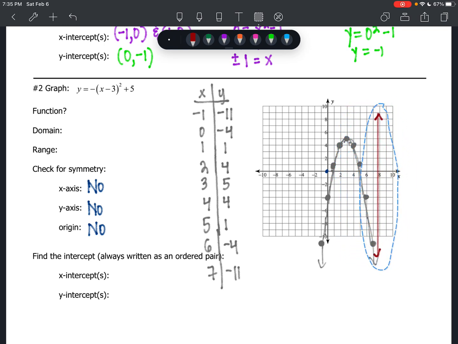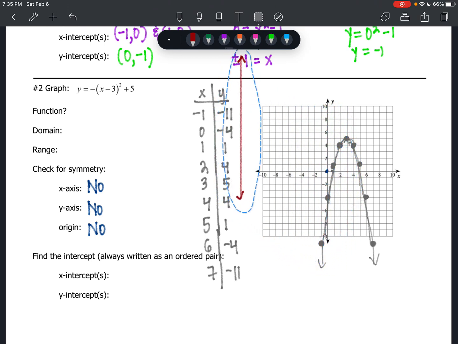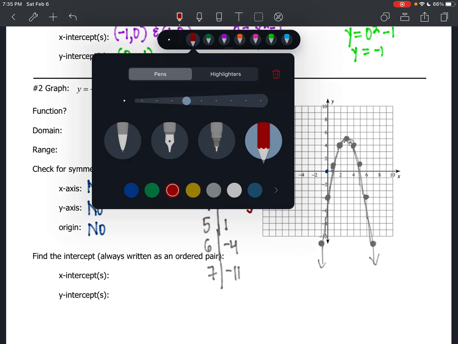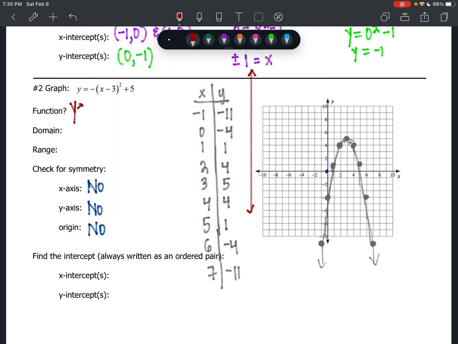It doesn't fail. It passes the vertical line test. So it passes through the graph and only intersects it one time at any given point throughout the graph. So there you go. It is a function. So yes, this is a function.